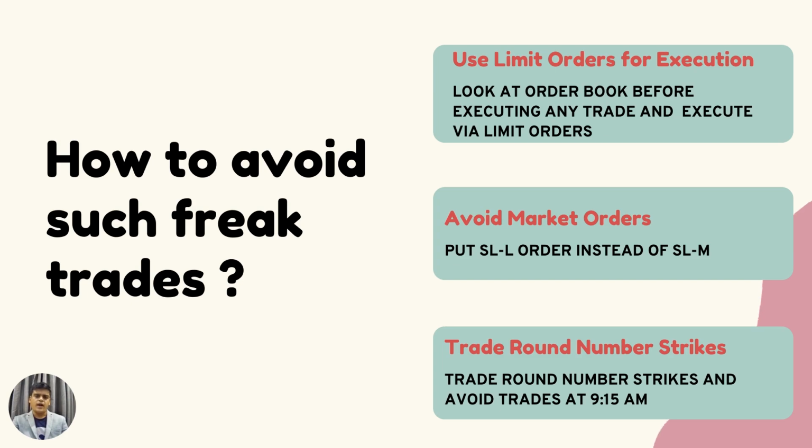One more thing is to try to trade round number strikes because the liquidity is there. The main reason for these free trades is the absence of liquidity at a certain point of time. Generally, round number strikes have decent liquidity, so trade these strikes, and also trade at times when the liquidity is there. If you see, most of the free trades happen in the morning first tick. So avoid trading immediately as soon as the market opens. Let the liquidity come into the market and then do these trades. These are a few methods which we can follow to avoid freak trades. If you use limit orders, most of the freak trades will be avoided. So have a practice of putting limit orders to avoid these freak trades.